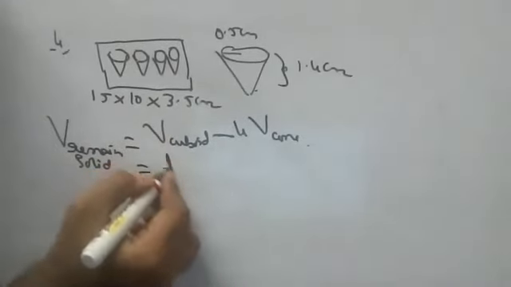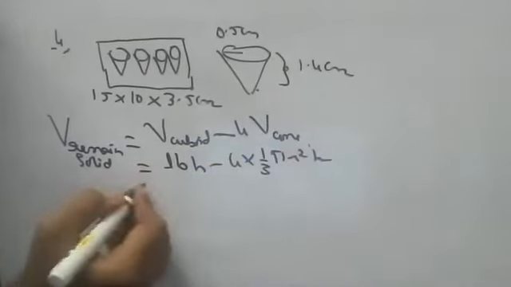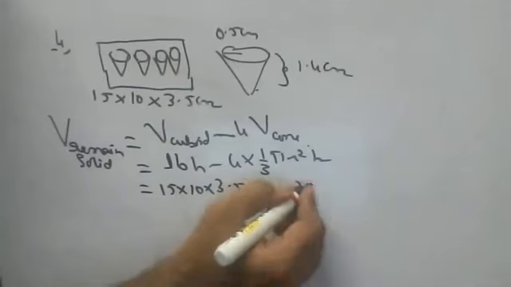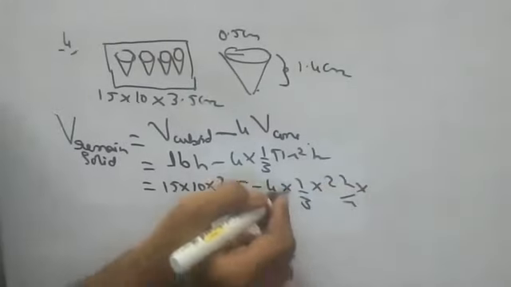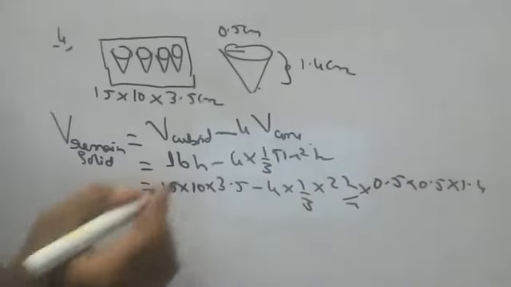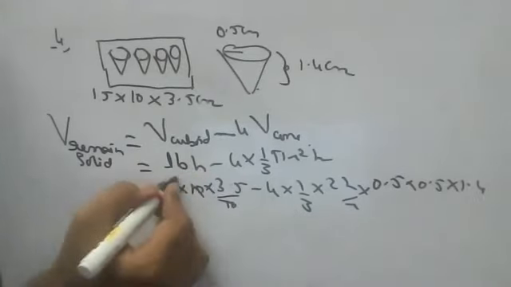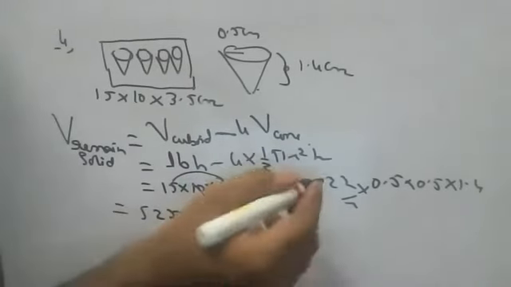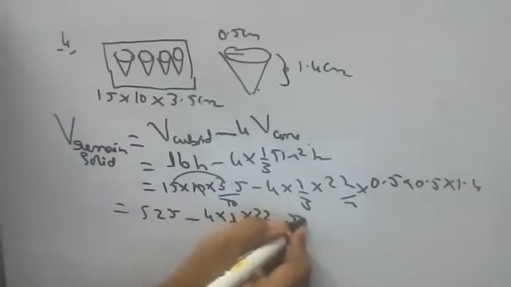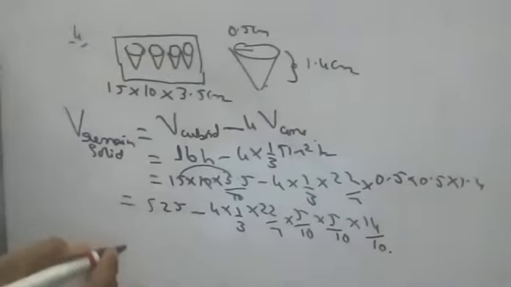Volume of cuboid is LBH. Volume of cone is 1 by 3 pi r square h. LBH is 15 into 10 into 3.5 minus 4 into 1 by 3 into 22 by 7 into radius 0.5 into 0.5 into height 1.4. Please check. So 3.5, if you remove this point, 10 will cancel. 15 into 35, 525 minus 4 into 1 by 3 into 22 by 7 into 5 by 10 into 5 by 10 into 14 by 10. Easy calculations you have to do always.